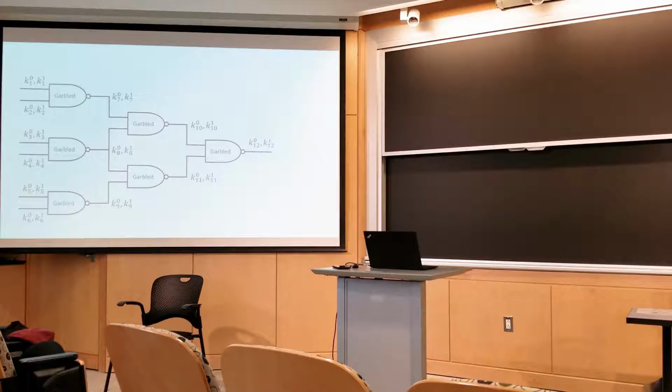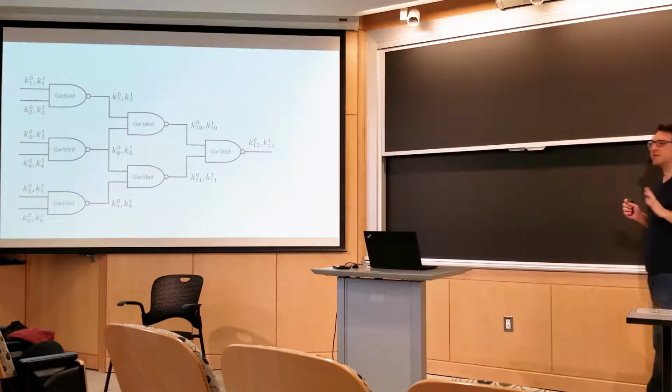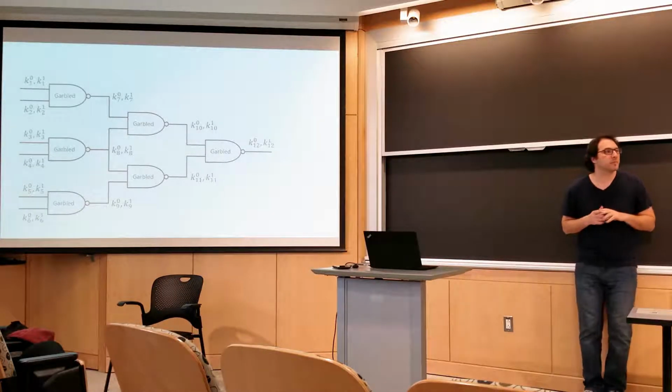So we have one key for every wire. We have one key that corresponds to the value 0, and one key that corresponds to the value 1. For example, for wire number 1, we have K10 for 0 and K11 for the value 1. Here on the 9th wire, we have K90 for the value 0 and K91 for the value 1. Is that clear? It's just notation so far. You're not supposed to understand the meaning of these keys.